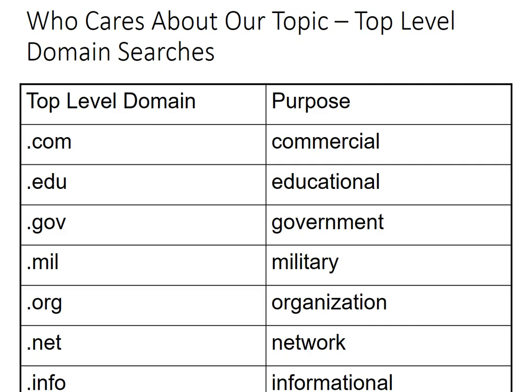So who cares enough about our topic to go through the process of conducting quality research on our topic, testing and refining the research, and then writing a report or book providing the results of this research so others can benefit from this information? These are the domains on your screen.